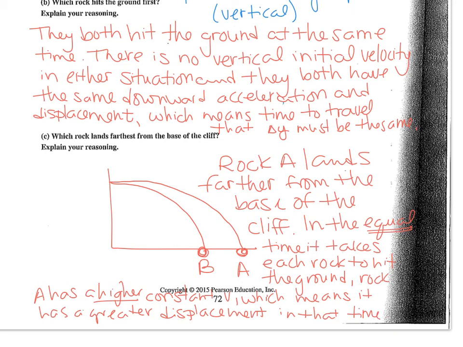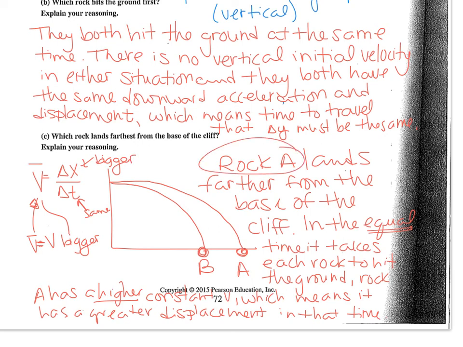And I'm reminded of this equation. It's one of the first ones I ever learned. It's that average velocity is displacement over time. And because we have a constant velocity, our average velocity is the same as our velocity at any point, because our velocity doesn't change. If we took the average of a bunch of numbers that were the same, we'd get the same number. So, if this is bigger, and this is the same, then this must also be bigger. So my answer is rock A.